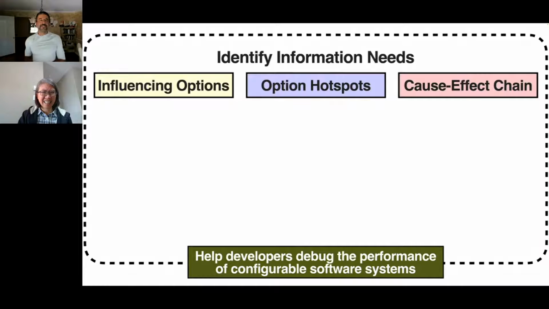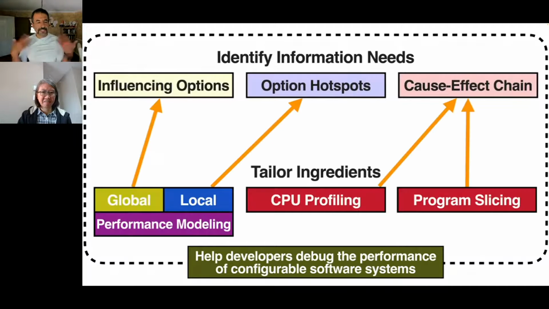So basically, the focus is identifying the influencing options: what options in the system or in the source code affect the performance indicator, what the option hotspots are, where they manifest such issues, and the cause-effect chain. For this purpose, we came up with a hybrid approach. We use global and local performance models for identifying the influencing options and also option hotspots, and a hybrid approach combining CPU profiling and program slicing for identifying the cause-effect chain. Thanks.